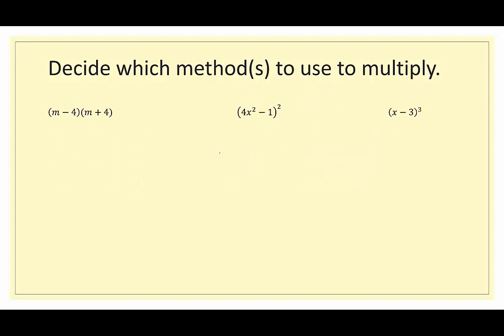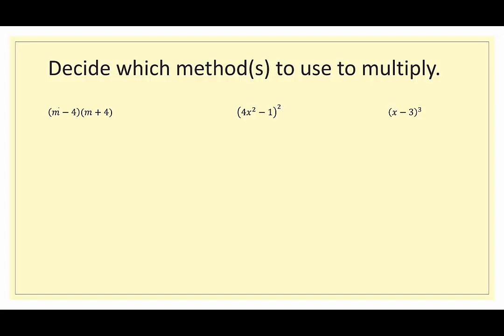You might have thought we were done, but we're not. We're going to look at some special cases. Think back to the puppy. Let's do good math here. First up, we have m minus 4 times m plus 4. You might be saying, well, what's special about this? Let's see. You can use any of the 4 methods because it is a binomial times a binomial.